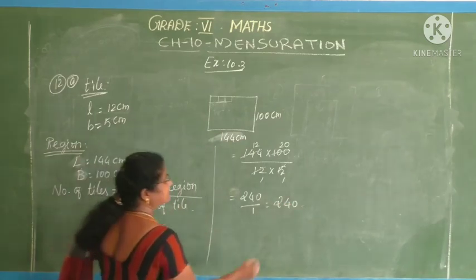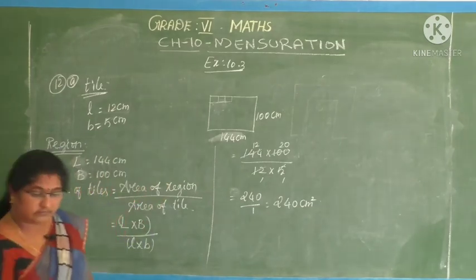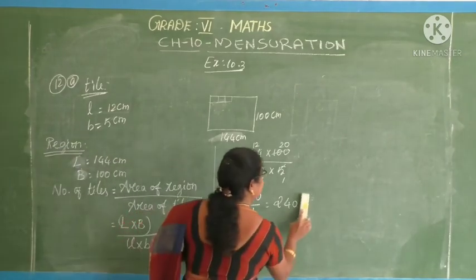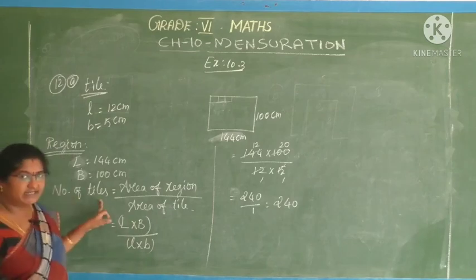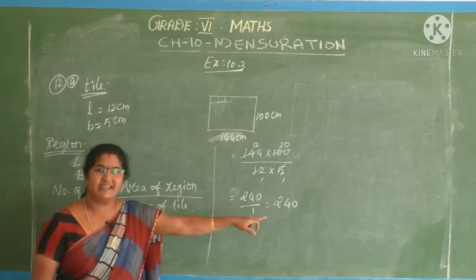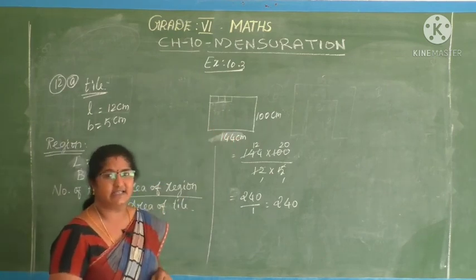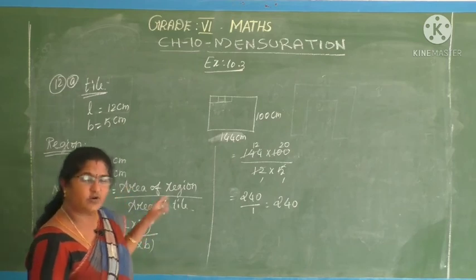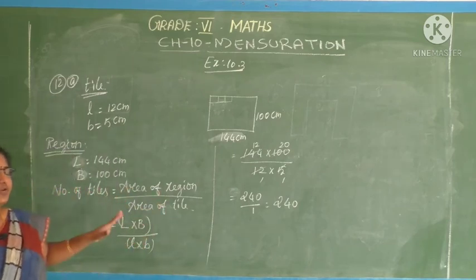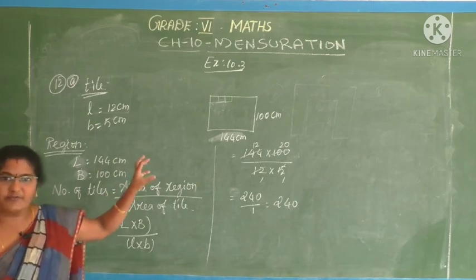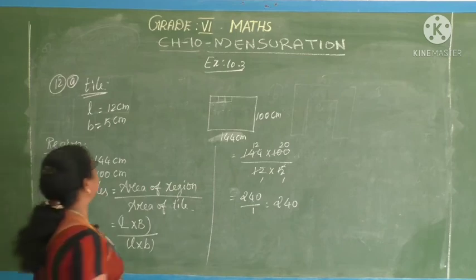Units are in centimeter, so centimeter square. Sorry, we are not finding the area, we are finding the number of tiles. So 240 tiles are needed to fill the rectangular region. Understand? When we find the number of things, we have to divide the area of the bigger one by the area of the smaller one.